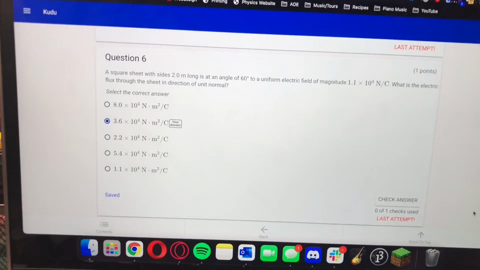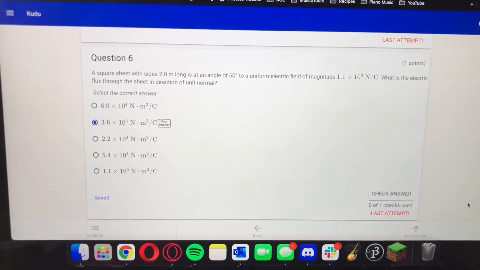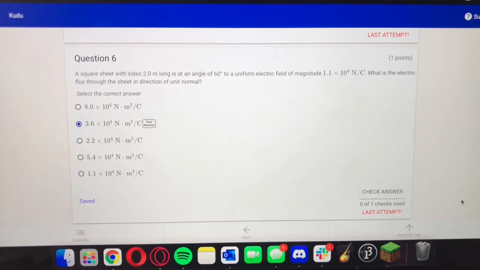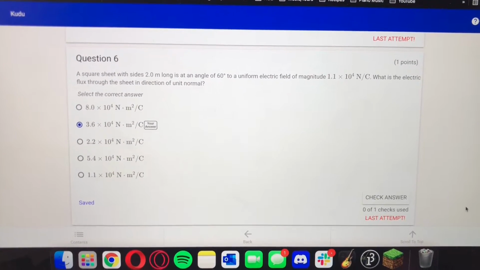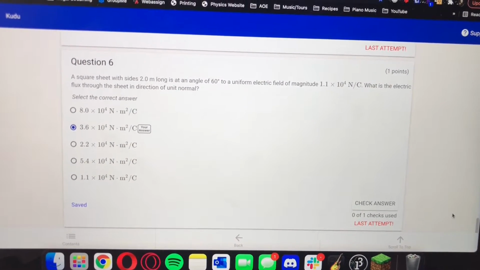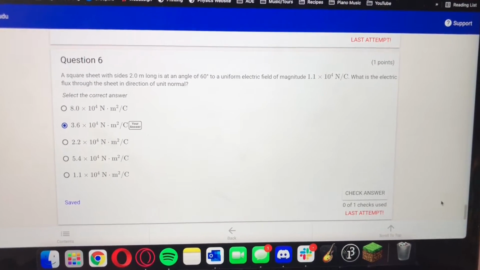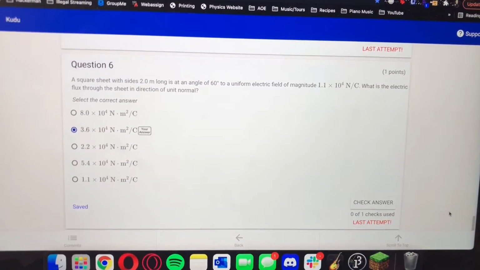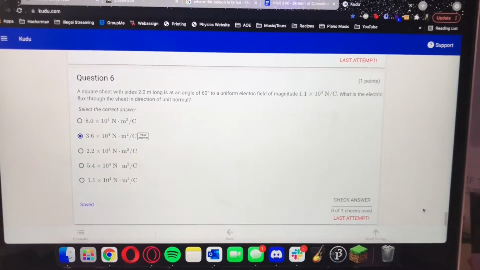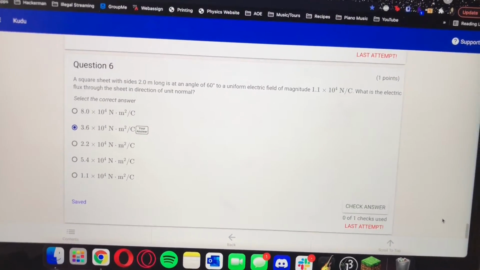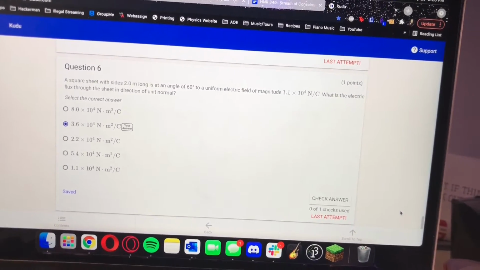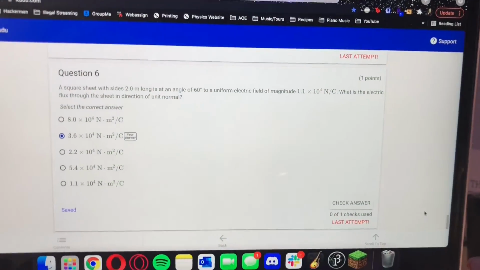Alright, today we're taking a look at question 6 for Recitation 7. This is when we have a square sheet with sides of 2 meters long at an angle of 60 degrees to a uniform electric field with that magnitude. We're looking for the electric flux through the sheet. And when it says direction of unit normal, that's just the direction of our n hat unit vector. That's what we're always calculating the flux for. So that's just what we're looking at.